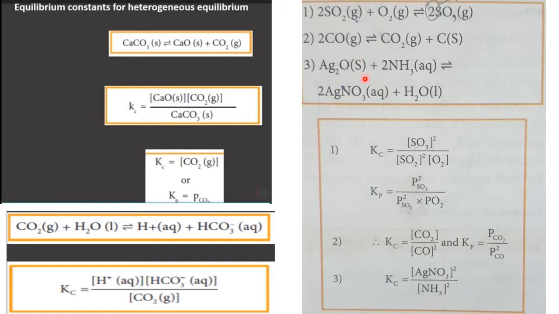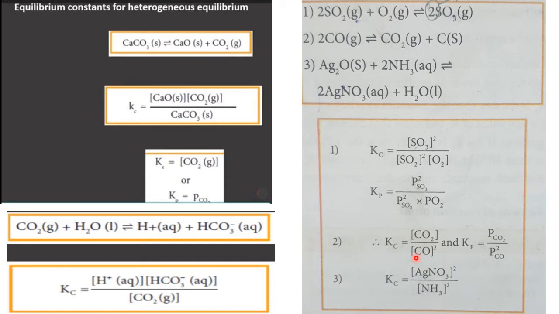Then for the second equation also, we can write Kc is equal to CO2 divided by CO the whole square, because 2 CO molecules are there. Then for Kp, because carbon is in solid form, it is neglected as a pure solid. So Kp means instead of concentration, P of CO2 divided by P of CO the whole square. Then for the next equation, what are the terms neglected? Constant, pure solid and pure liquid. So Hg2O and H2O will not come; the remaining will come.